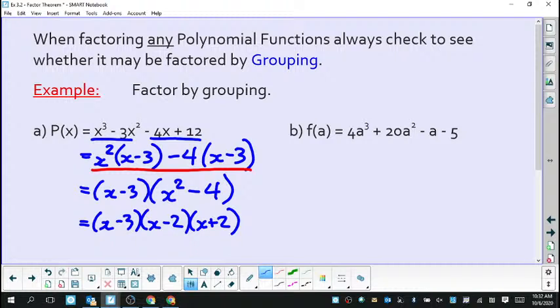Try it on your own. I have to do attendance while you're doing that.